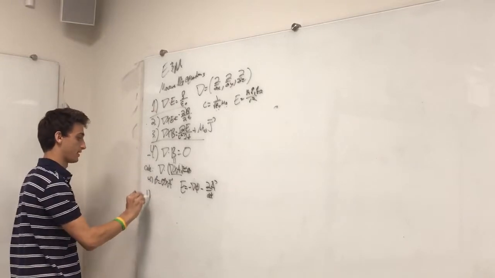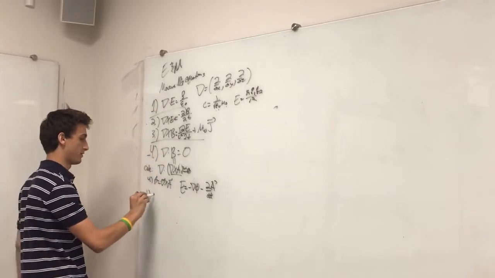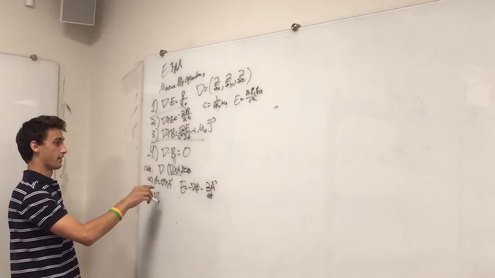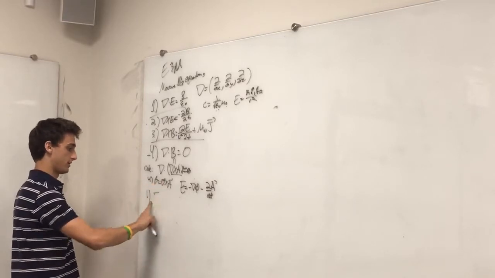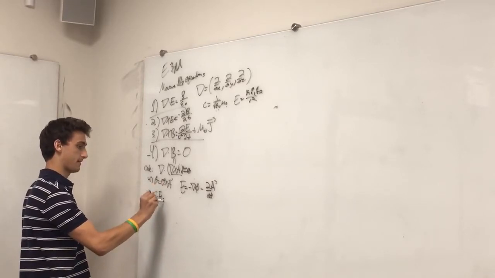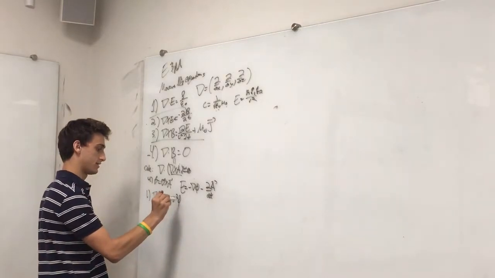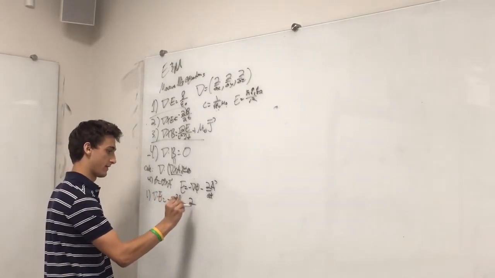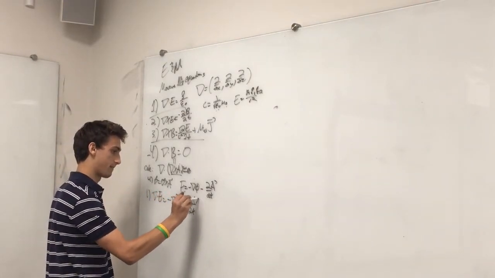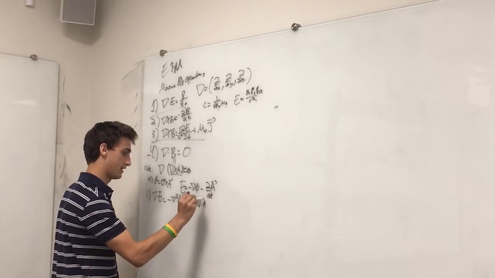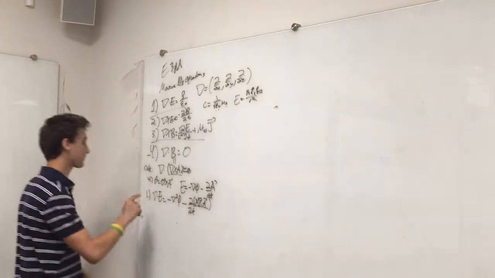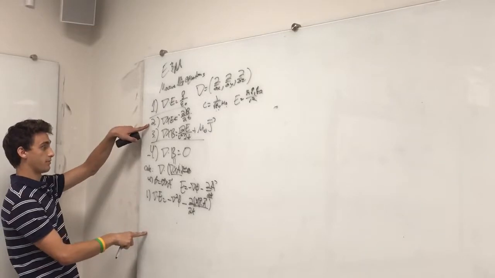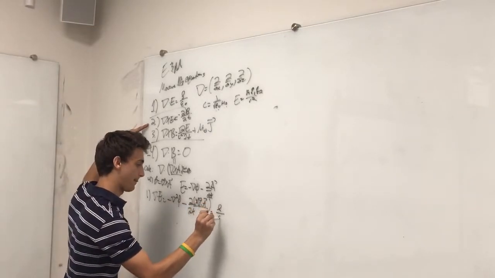So let's see what we get when we satisfy the non-homogeneous equations with 1 and 3. So if we plug in these potentials for number 1, we get del dot E equals minus del squared phi minus d/dt of del dot A equals rho over epsilon naught.